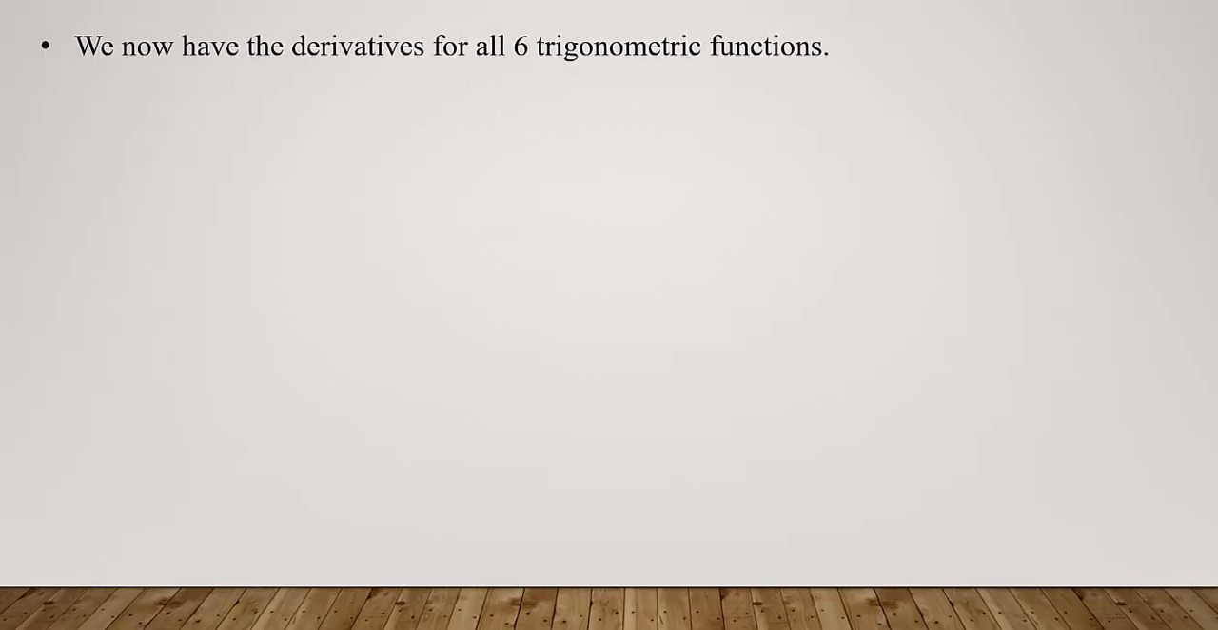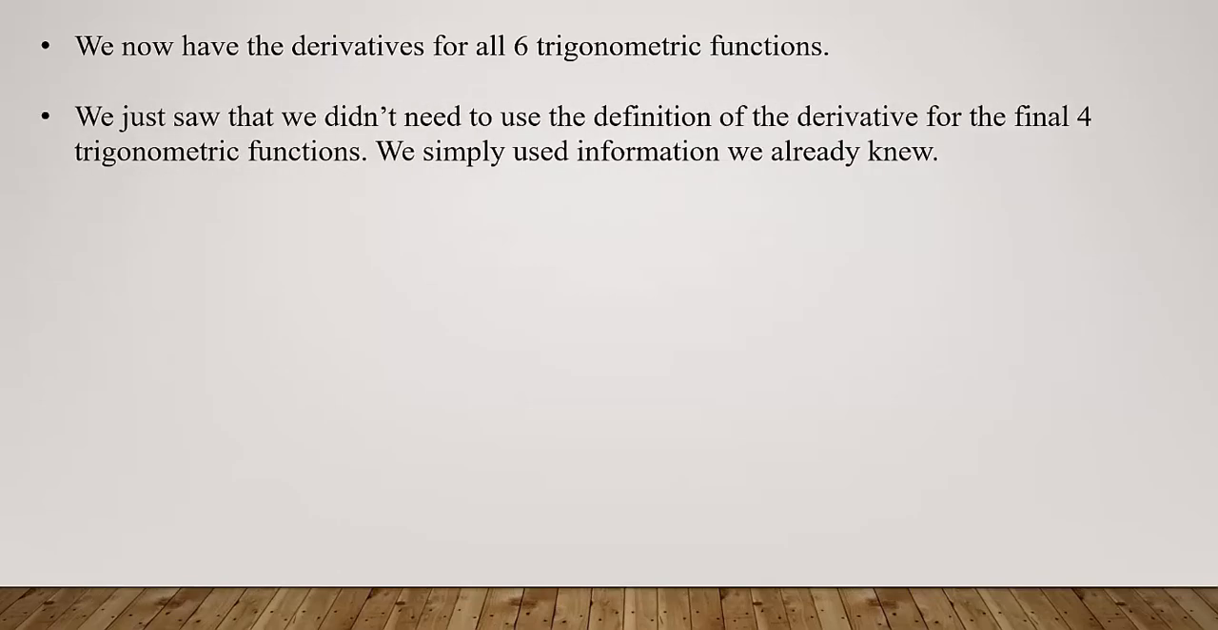All right, as we saw in that last example, we could use information we already knew to come up with derivative rules for the remaining 4 trigonometric functions. That's what's kind of cool here in mathematics. You can use something that you already know to extend your knowledge base. And at this time, we have determined derivatives for all 6 trigonometric functions. We saw we didn't need to use the definition of the derivative for the final 4 trig functions. We just simply used information we already knew. And so here's the theorem.